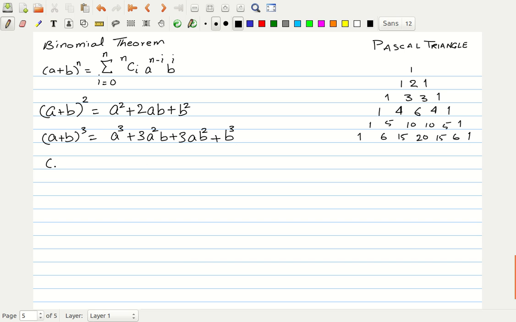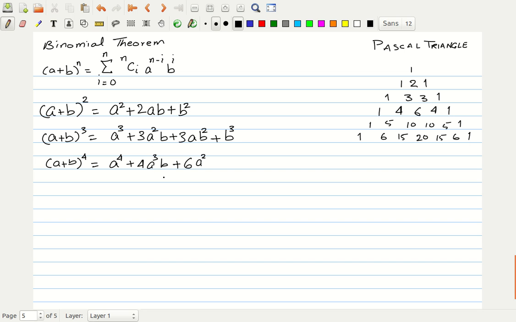How about a plus b to the power 4? A plus b to the power 4 can be written as a to the power 4, because it is 4 over here. Then I look at the fourth row, 1, 2, 3, 4, and I see 4 here. So I write 4. I reduce the power of a by 1, becomes cube, increase the power of b by 1, becomes b. Then I look at the next number, it is 6.